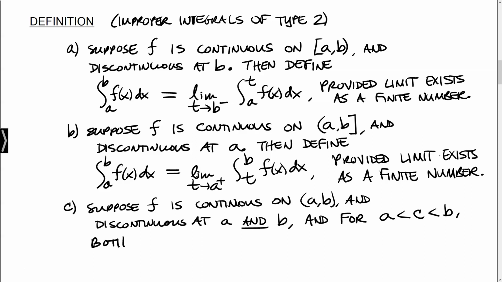both the integral from A to C and the integral from C to B exist. Now notice these A to C and C to B, because there's discontinuities at A and B, these are not ordinary integrals like you had in Calc 1. Again, these are the improper integrals that we just defined in parts A and B.